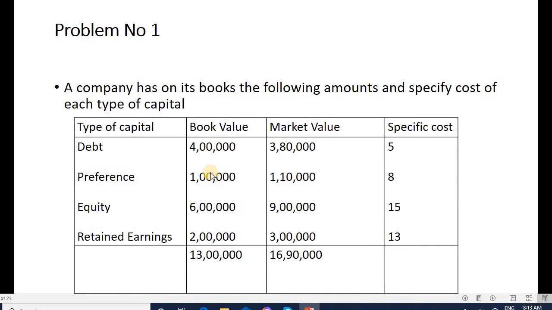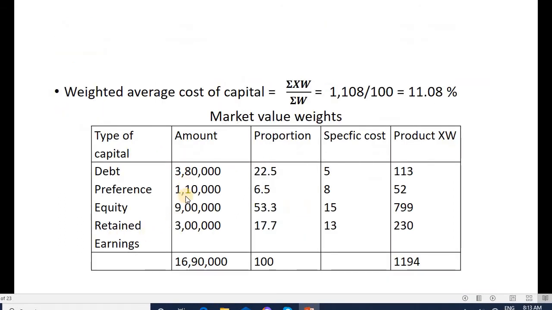The amount is given in the problem itself. The debt is 3,80,000, preference is 1,10,000, equity is 9 lakh, and retained earnings is 3 lakh. That we need to mention here. The specific cost we need to mention in the fourth column, and in the third column we need to calculate the proportion, that is debt divided by total capital, preference capital divided by total capital. So 3,80,000 divided by 16,90,000 is 22.5, 1,10,000 divided by 16,90,000 is 6.5, 9 lakh divided by 16,90,000 is 53.3, and 3 lakh divided by 16,90,000 is 17.7.